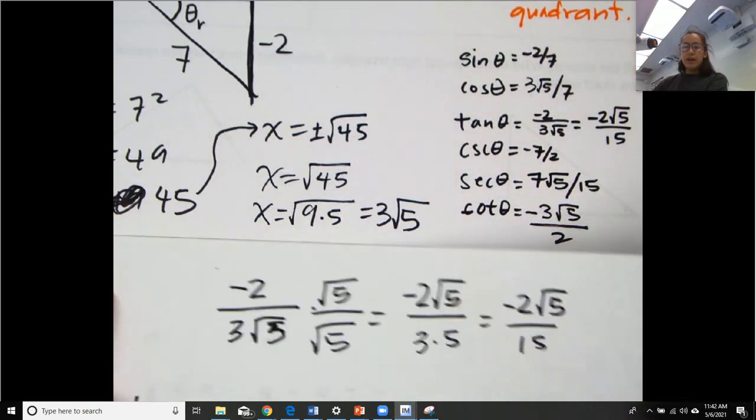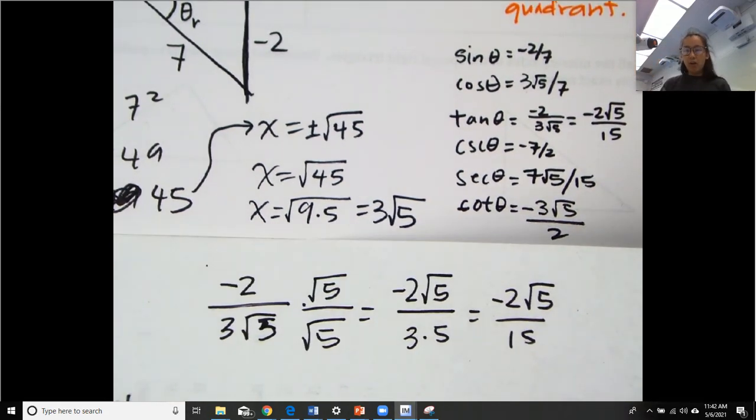Okay. And there we have it. We have now evaluated all of the remaining trig functions given one of the trig functions and a quadrant.